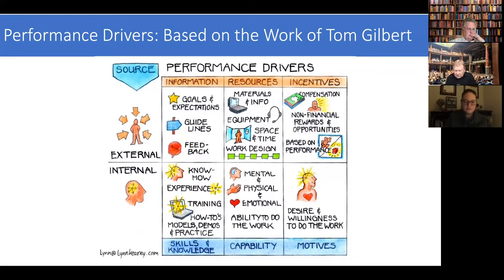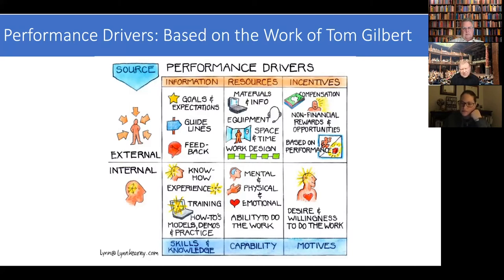Incentives was the next area he looked at. Could you improve the compensation or the reward systems? The bottom area is skills and knowledge, the know-how and the experience, and the next one is the mental, physical and emotional aspects, and the last one was the motives, the willingness to do the job. Those, he said, were the six variables that he thought were driving performance. And remember, this model is an individual performer model. Now some people have taken it and expanded different boxes, but Tom Gilbert never thought of it that way. If you look at the work later on, some people have taken it and rewritten it to have a different value, but Tom Gilbert never talked about more than the individual performer.